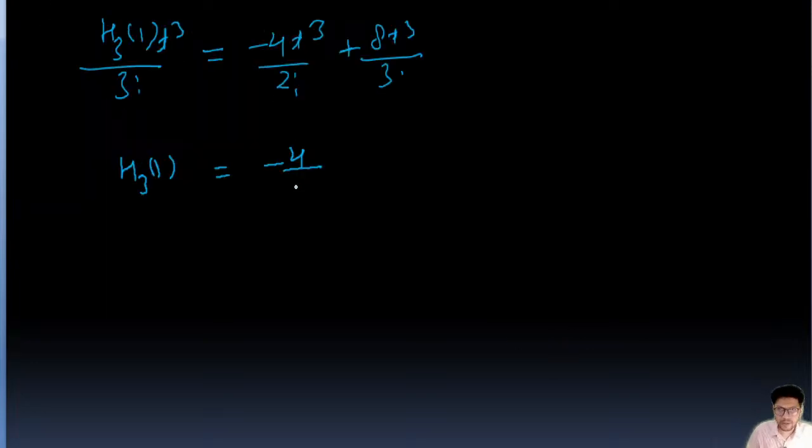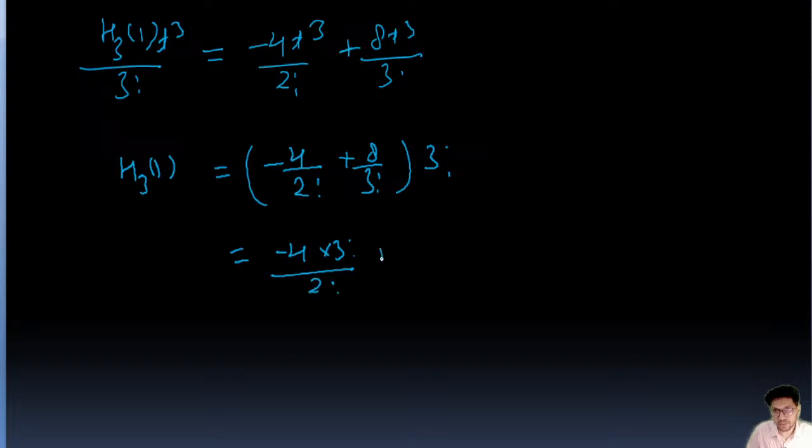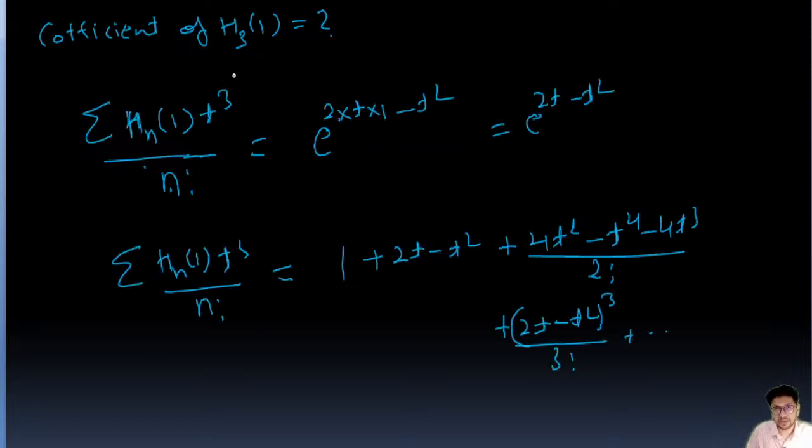So it is −4/2! plus 8/3!, and the 3! goes to the other side. So this value is going to be −4 into 3!/2! plus 8 into 3!/3!, and if we solve it, this is going to be −12 plus 8, and that is −4, right. This is how we find the value of H3(1). So this is a lengthy process, right.